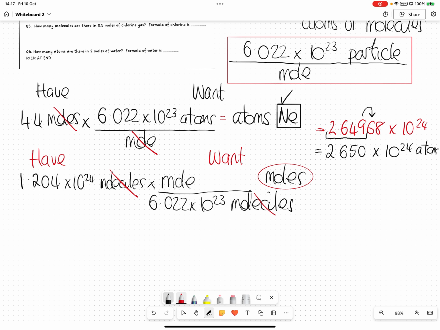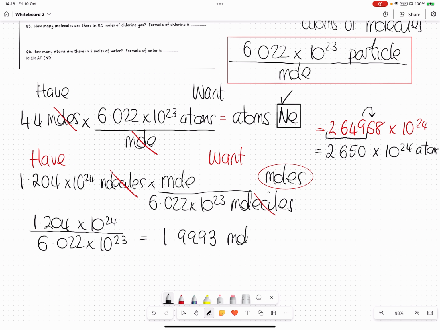So if I was putting this into my calculator, I would be putting it in as 1.204 by 10 to the 24 divided by 6.022 by 10 to the 23. So 1.204 exponential 24 divided by 6.022 exponential 23. You might get a funny fraction. You just have to click your SD button and it's going to give me 1.9993 moles.